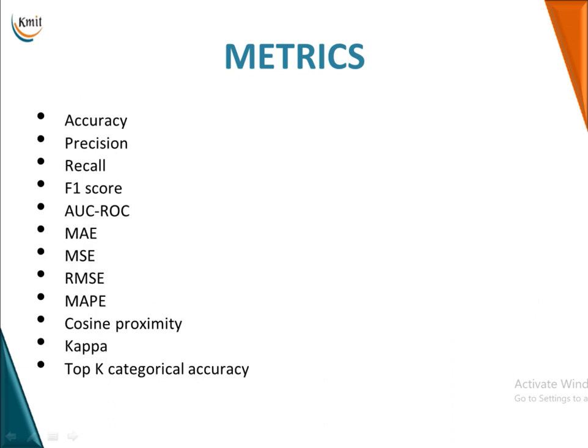So we will see what they are. You can see n number of metrics here. The first one is accuracy. Accuracy measures the proportion of correctly classified samples in a classification task. It is mostly used in classification problems, by the way. The second one is precision.